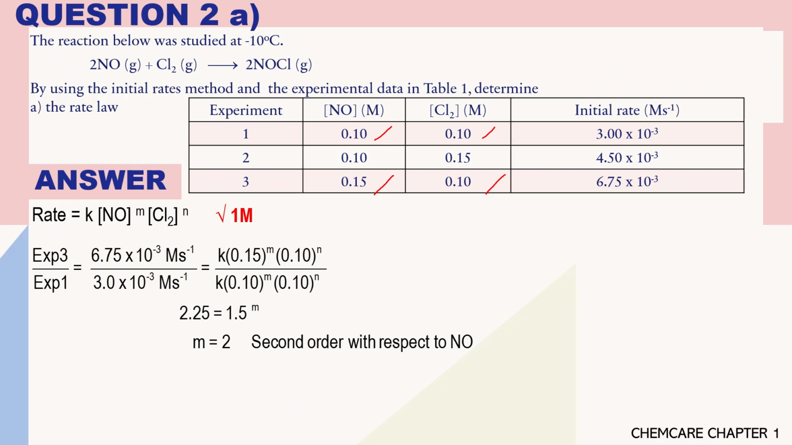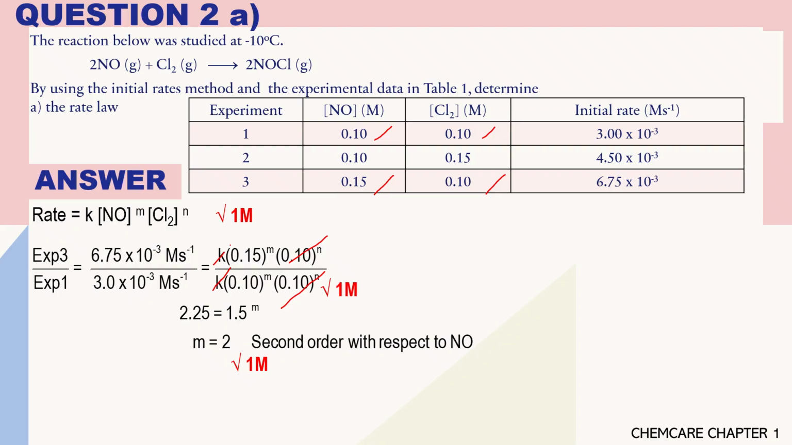So we found that the 0.1 to the power of n for Cl2 can cancel out, the k cancels with k, so we will get 2.25 equals 1.5 to the power of m. So we can put log on both sides, then we get m equals 2. So this is second order with respect to NO. So you compare experiment 3 to experiment 1, get 1 mark, and then you get second order, 1 mark.